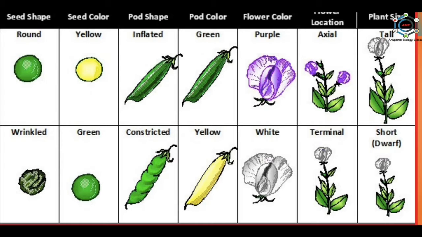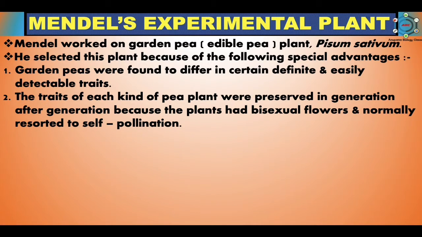In this picture you can see there are 7 characters, that is seed shape, seed color, pod shape, pod color, flower location and plant size, in which round, yellow, inflated, green, purple, axial and tall are all the dominant characters, while the rest, wrinkled, green, constricted, yellow, white, terminal and dwarf, are the recessive characters. The traits of each kind of pea plant were preserved in generation after generation because the plants had bisexual flowers and normally resorted to self-pollination.